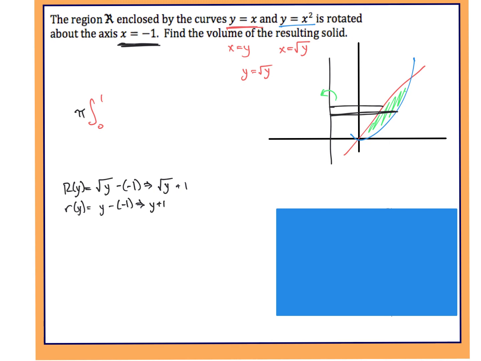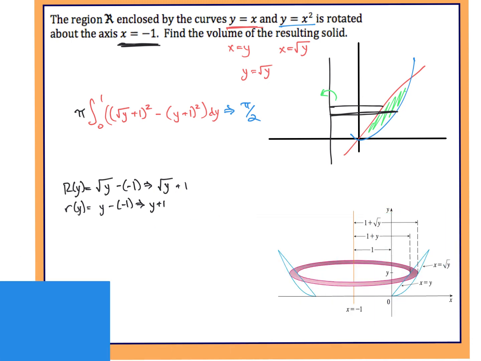So we can simplify that to y plus 1. So I have the quantity of square root y plus 1 quantity squared, and then minus the quantity of y plus 1 squared dy. All right. And then we go ahead and do the math on that, and we end up with pi over 2. Okay. And there's the problem.